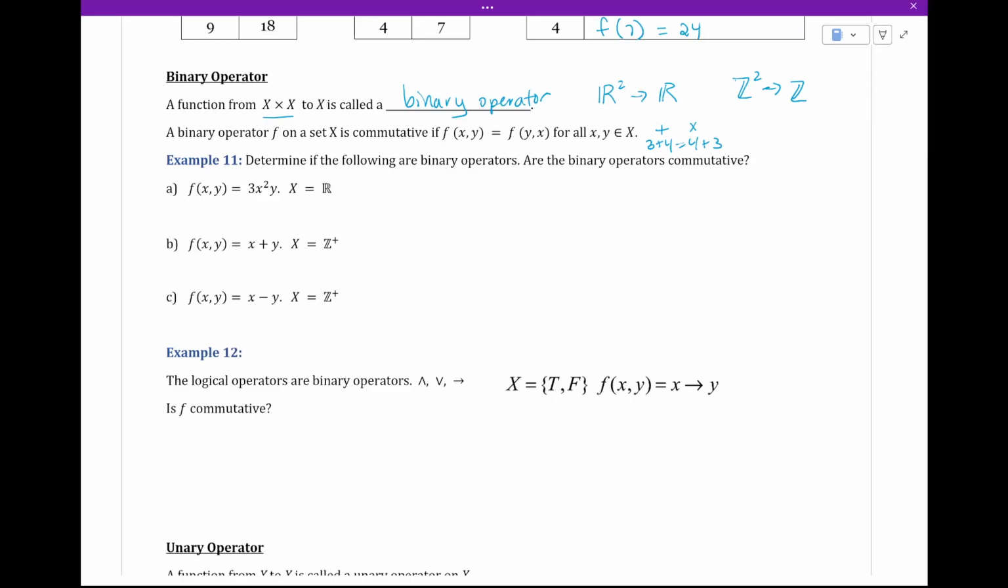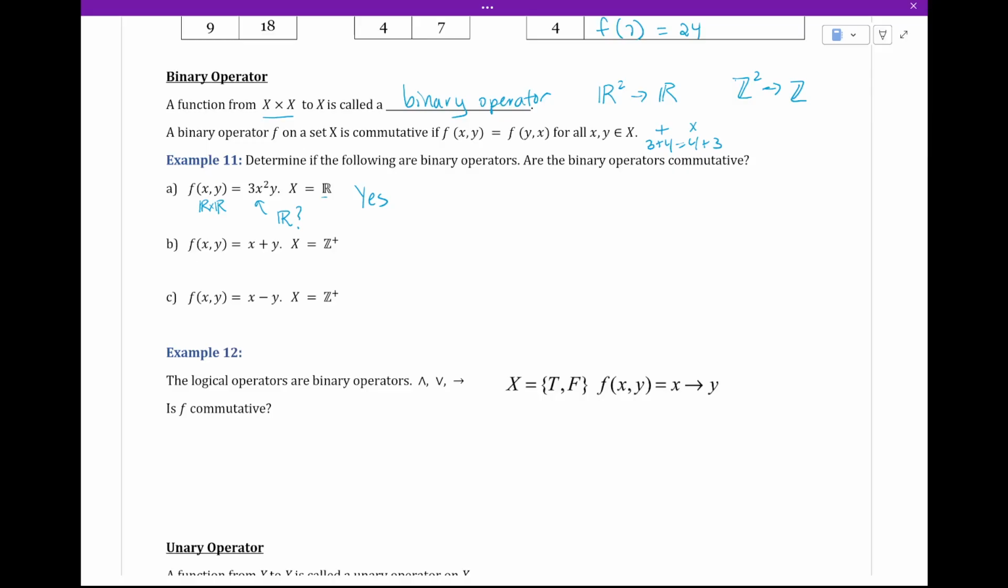Here in example 11, determine if the following are binary operators, and if they are, are they commutative? So let's see, x is R. So this takes R and turns it into, so the question is, does this result in a real number? 3 times a real number squared times another real number. Is that going to be a real number? Yes, it is going to be a real number.